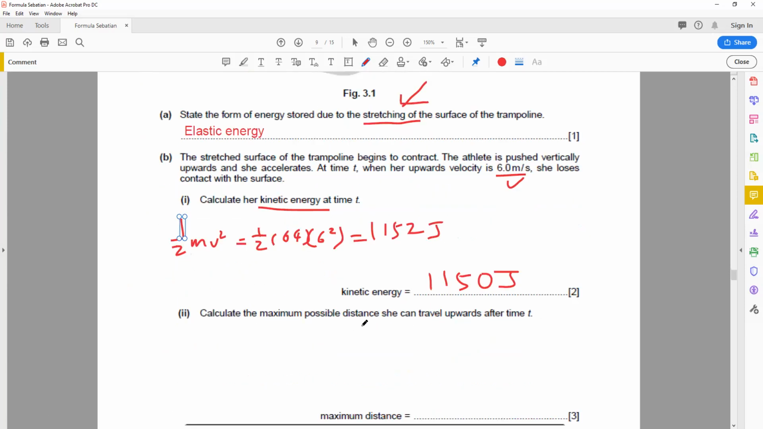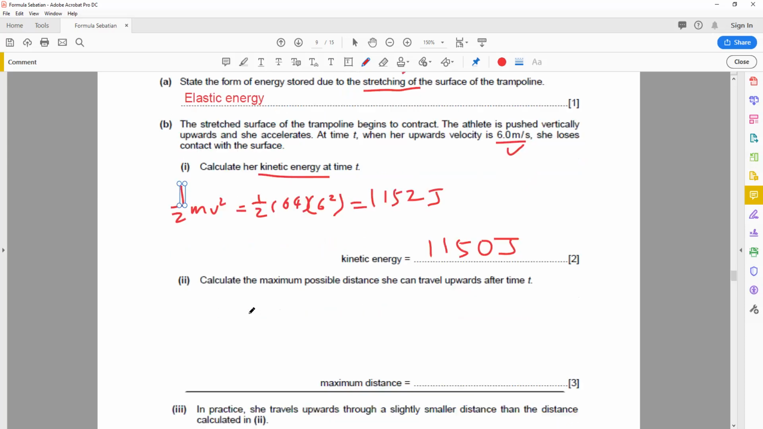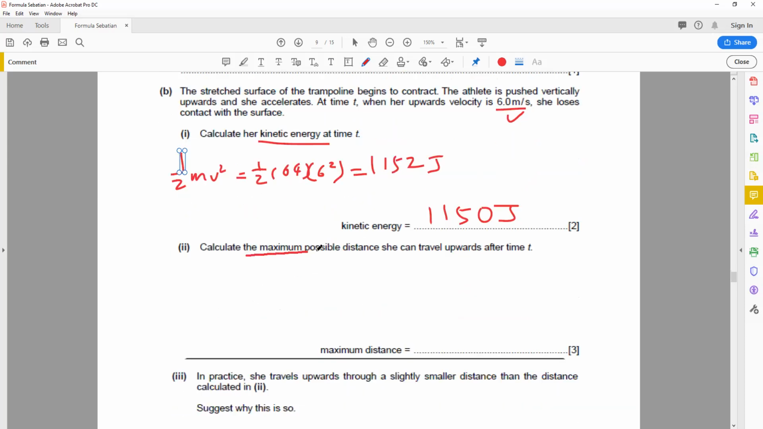Okay, anyways, from here you're asked to calculate the maximum possible distance. Maximum possible distance can only be calculated if you assume that the kinetic energy is converted into gravitational potential energy, right? So from here, essentially 1152 is equal to mgh, right?